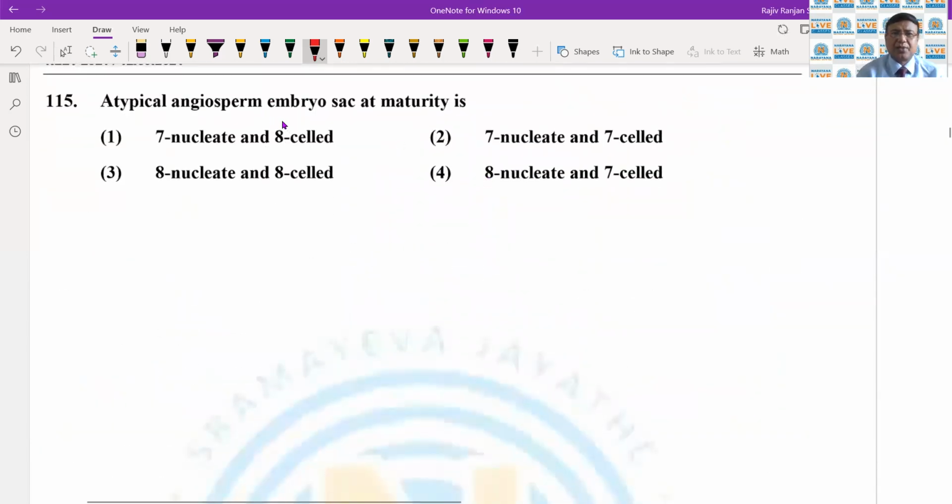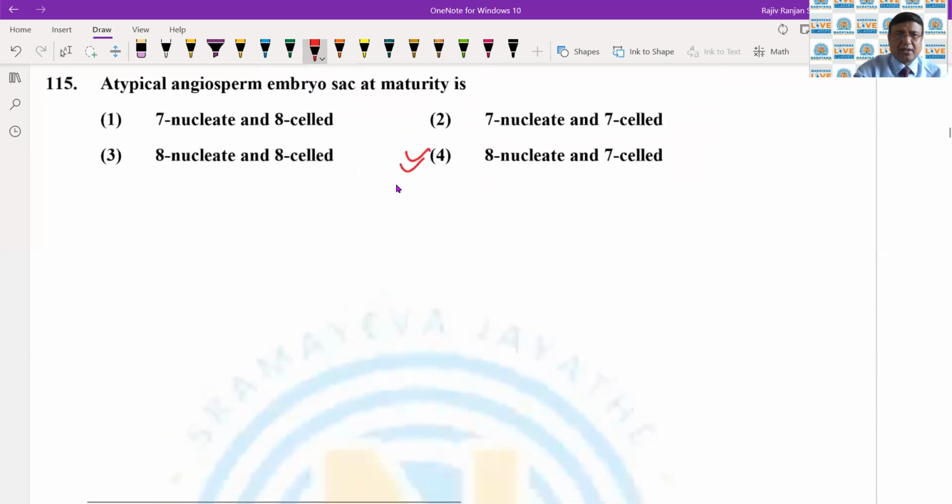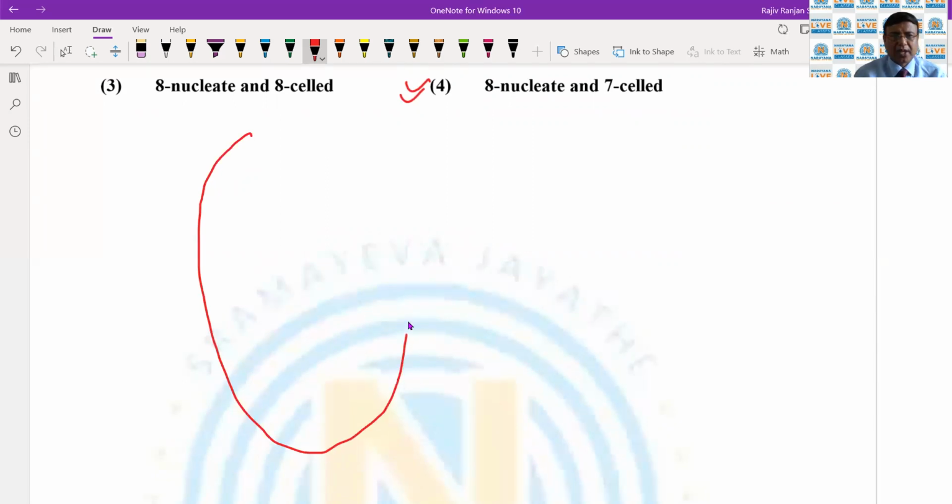A typical angiosperm embryo sac at maturity is: 1, 7 nucleate and 8 celled, 2, 7 nucleate and 7 celled, 3, 8 nucleate and 8 celled, and 4, 8 nucleate and 7 celled. So the correct option is 8 nucleate and 7 celled. Let's see an embryo sac, which is actually the female gametophyte found inside the ovule. The embryo sac is formed from the megaspore formed by the megaspore mother cell, a part of the nucellus.